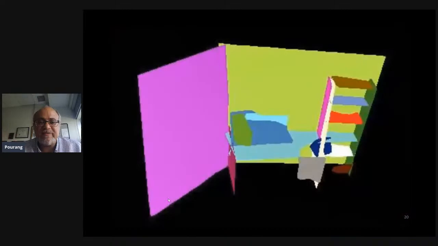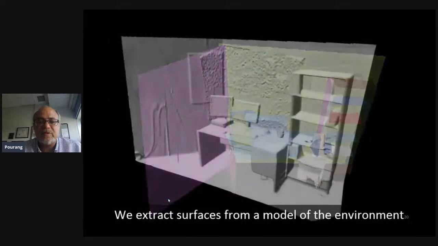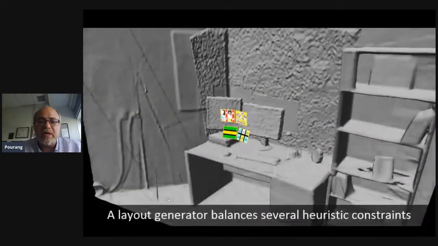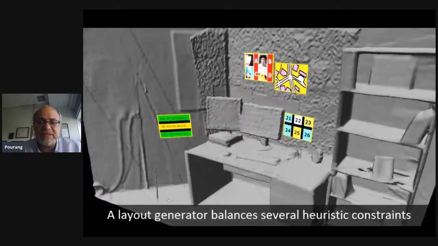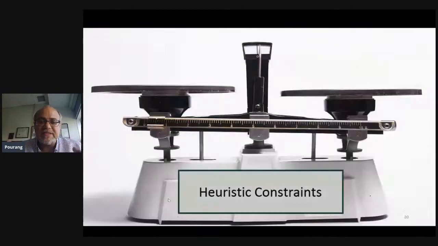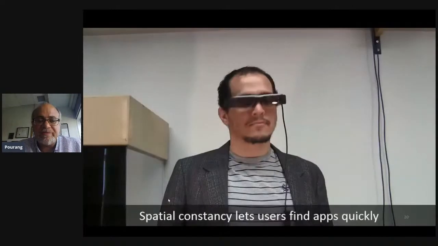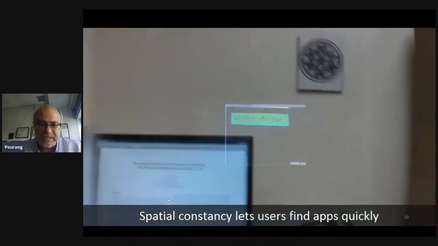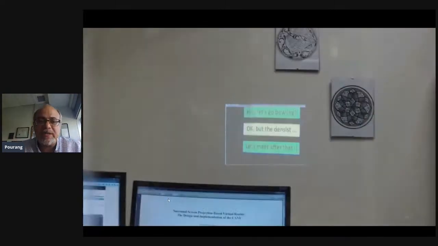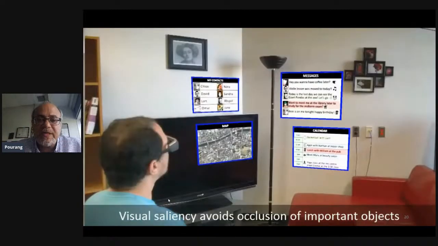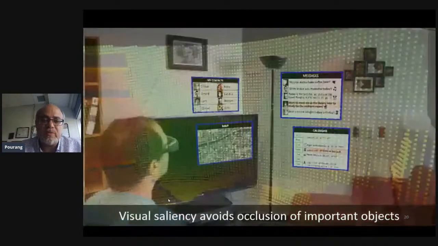To do that, it scans the environment and extracts surfaces from the model of the environment using certain sensing capabilities, and basically places these using certain heuristics, so some spatial constancy applied with some visual saliency. So in terms of visual saliency, it'll try not to overlap the content, like the personal cockpit, which didn't have any disregard for the environment. Here, it'll try not to overlap the content with the environment.